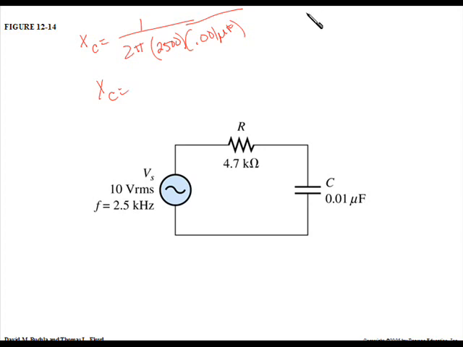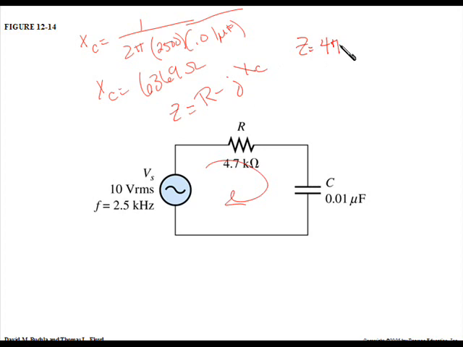comes out to 6369 ohms. The total, since this is a series circuit with one current path, is going to be R minus JXC. It's a minus JXC because it's a capacitor. So this is going to be 4700 minus J 6369 ohms.